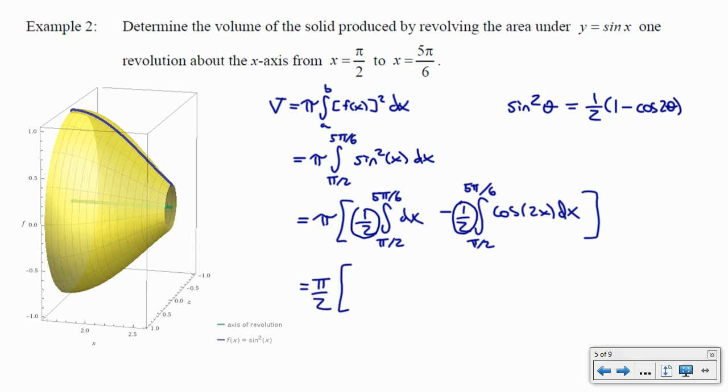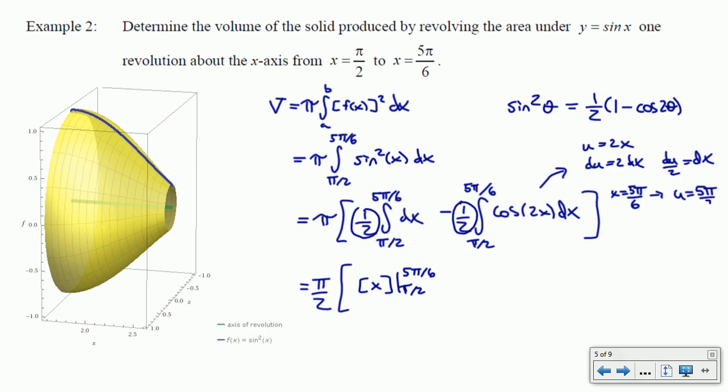The integral of 1 is just x, and we need to evaluate that from pi over 2 to 5 pi over 6. I've again excluded the constant of integration because it's not really important with a definite integral. In order to do this second integral, it would be helpful to substitute u equals 2x. So that means du equals 2 dx, and du over 2 equals dx. We can change our limits of integration as well. So when x equals 5 pi over 6, u equals 5 pi over 3. And when x equals pi over 2, u equals pi.